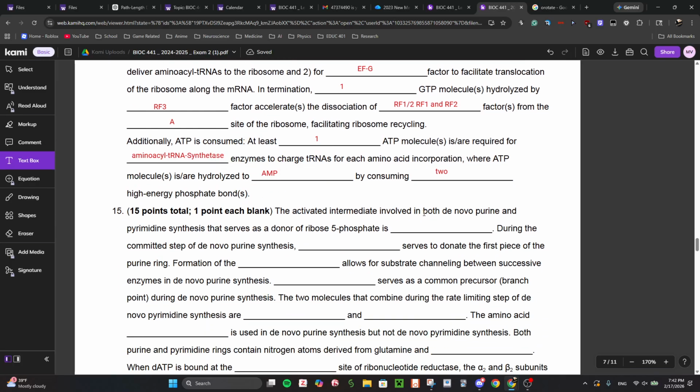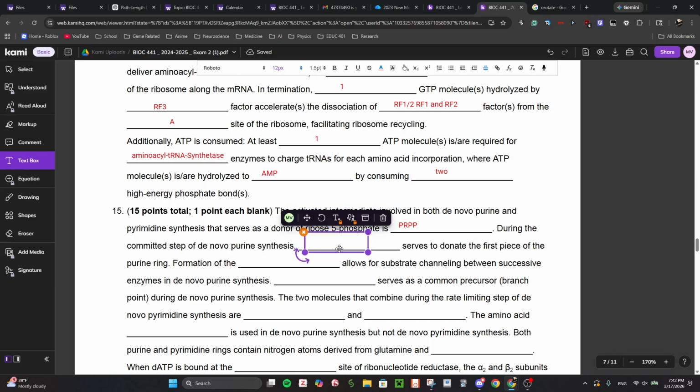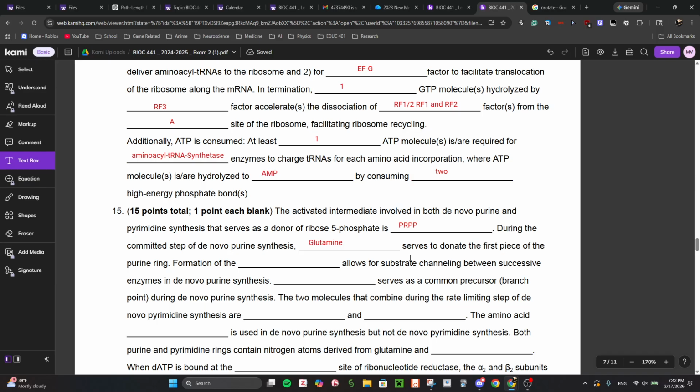So the activated intermediate involved in both de novo purine and pyrimidine synthesis, donor of ribose 5-phosphate, is PRPP. You don't have to write the full thing out. During the committed step of de novo purine synthesis, I believe it's glutamine. In this case, yeah, it's glutamine. It's not glutamine synthetase. It's the PRPP glutamine aminotransferase. This is the main thing here. It also serves to donate the first piece of the purine ring. Hopefully you remember it's a nitrogen that's attached first. That's the other way of remembering it. But yeah, PRPP glutamine aminotransferase.